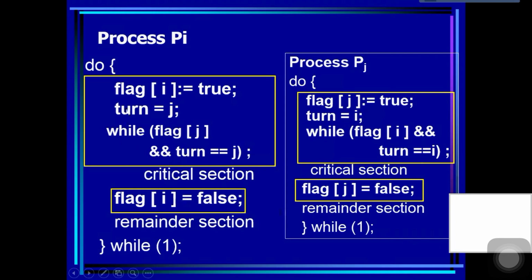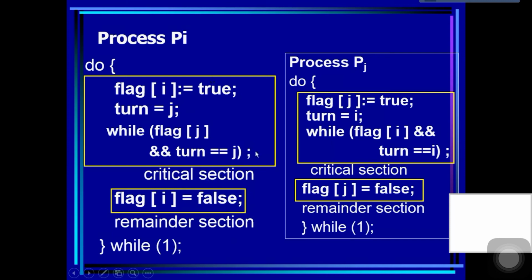Okay, so if these two conditions don't hold at the same time, that means only flag j equals false or turn equals i, then process Pi can enter its critical section. After finishing the critical section, it sets flag i equals false. That means process Pi is not ready to enter the critical section.